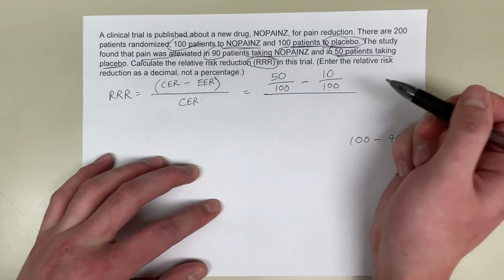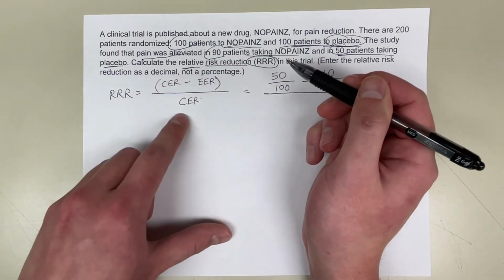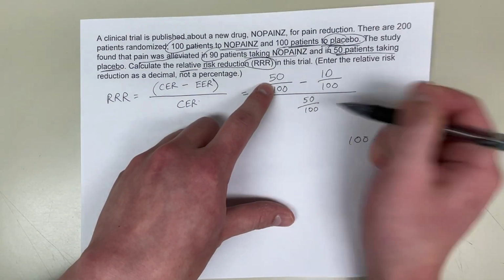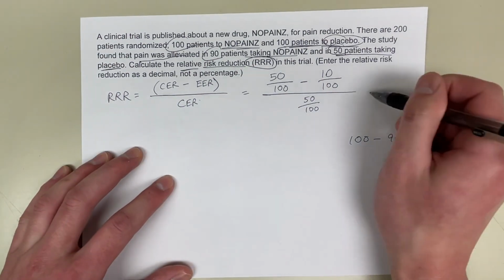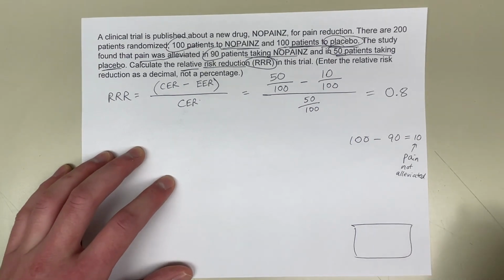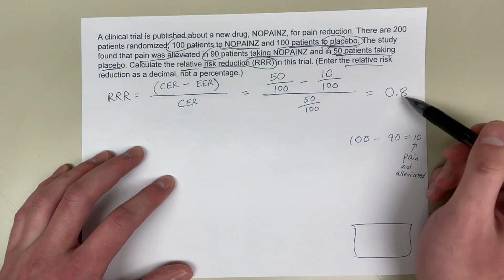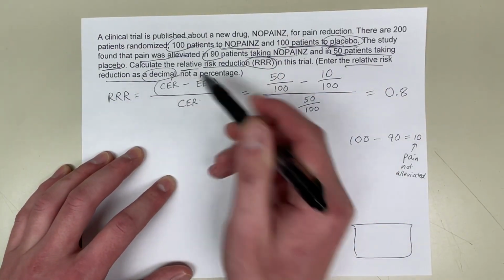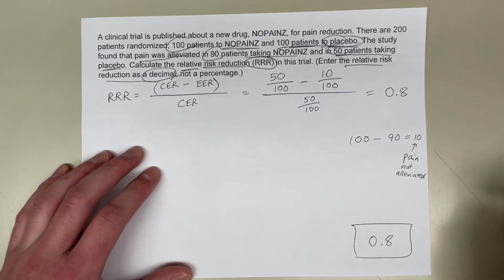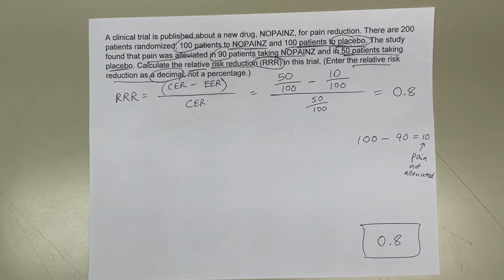And then divide that all by the CER, because this is relative risk reduction. So it's relative to the control group, which is the same number here, 50 over 100. And then when you solve for that, you should get 0.8. So the relative risk reduction would be 80%, but then they want it as a decimal. So that's why I just keep it as 0.8. That is the relative risk reduction. And that's your answer. If you have any questions, please leave it in the comments.